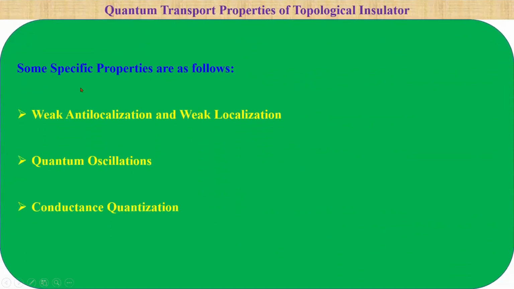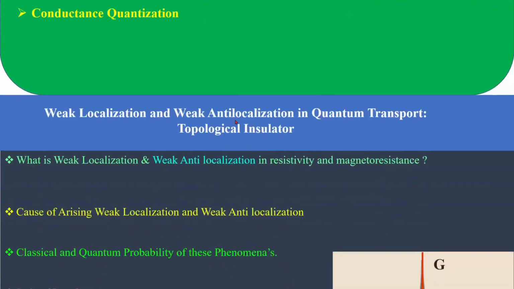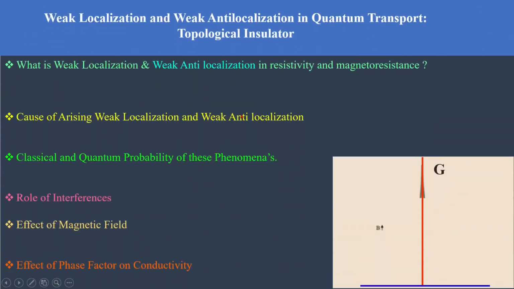So the quantum properties of the topological materials, some specific properties, are discussed here: the weak antilocalization and weak localization in the topological materials, quantum oscillations, conductance quantizations. One by one, the properties are discussed here. This is the weak localization and weak antilocalization in quantum transport in topological insulators.